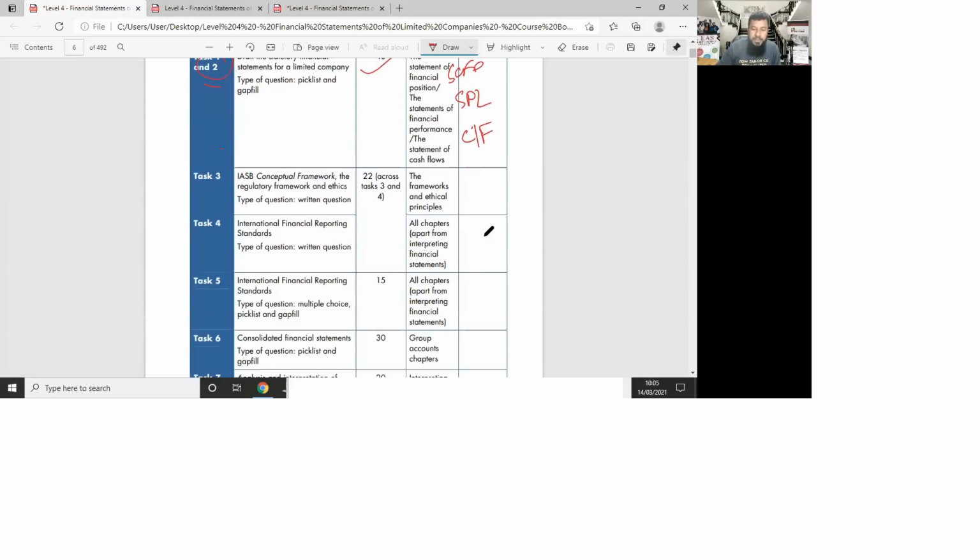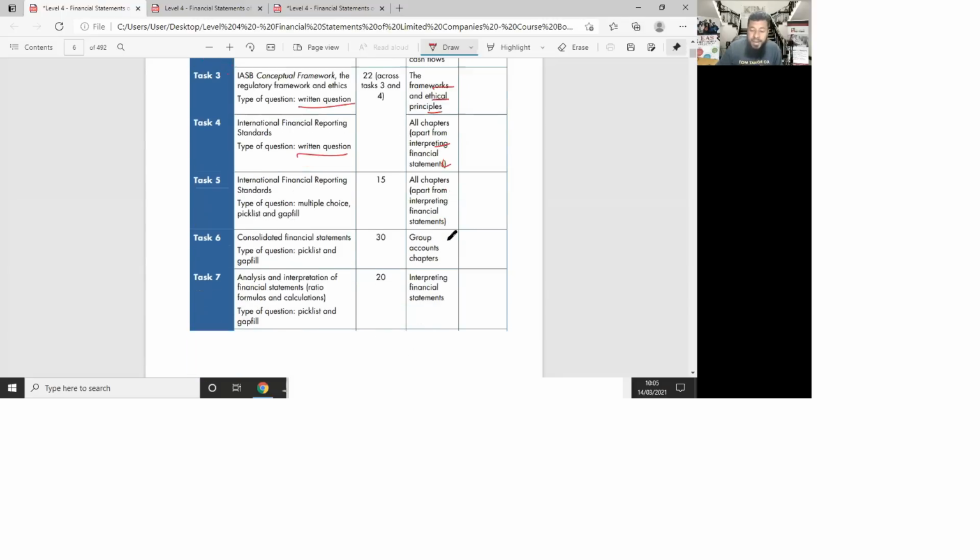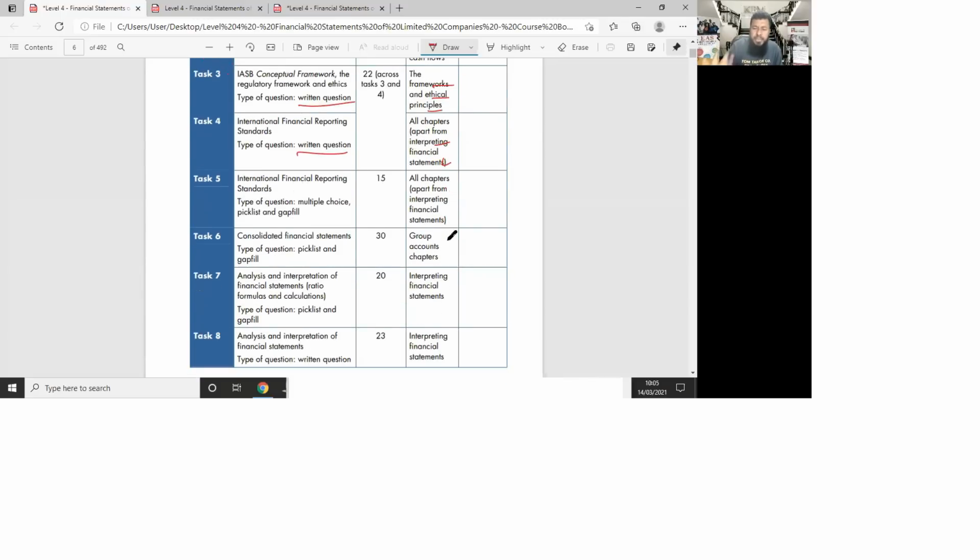Task number 3 and 4 are theoretical written questions from the IFRSs and the ISAs, the framework and ethics as well. Number 5 could be any chapter apart from interpretation, for 15 marks. Again, IFRS could come, some calculation questions, a little bit of IFRS calculation, and multiple choice questions.